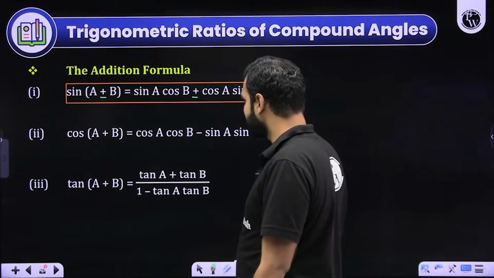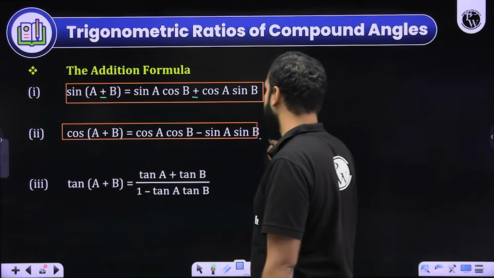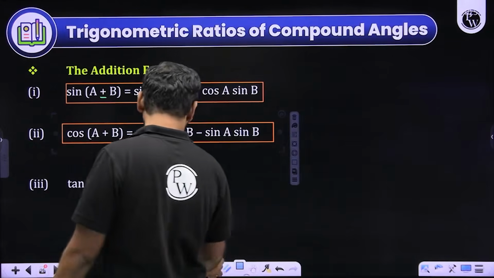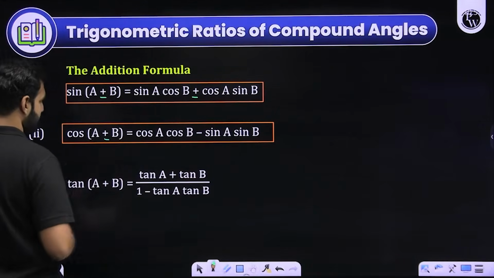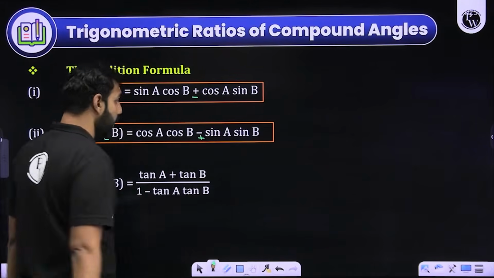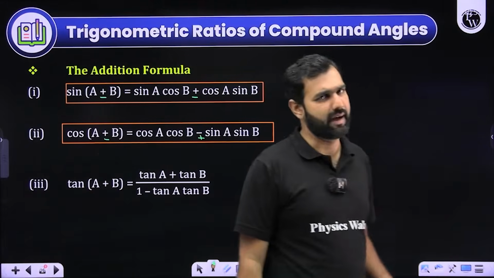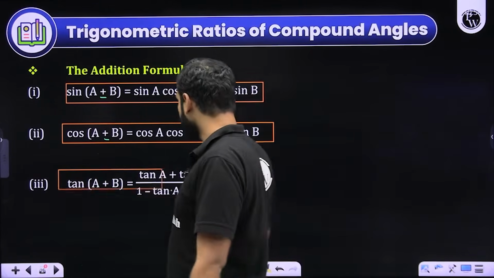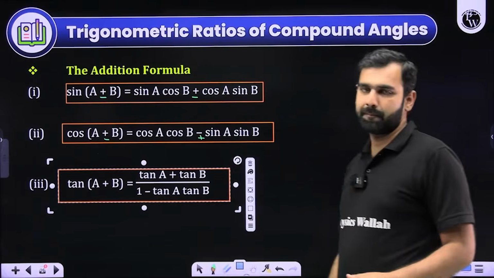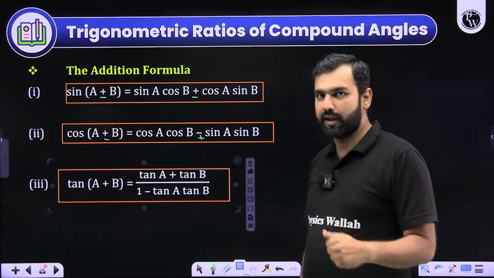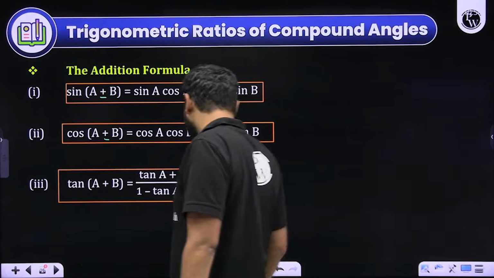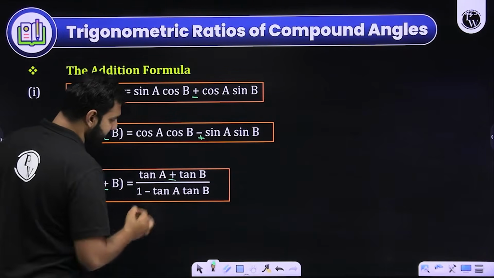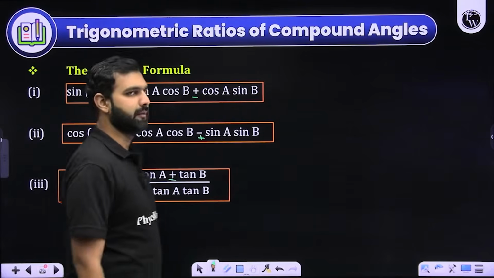Similarly, there is the next identity, which is cos(A+B). This formula says cos A cos B minus sin A sin B. So if I were to ask you cos(A-B), you would say cos A cos B plus sin A sin B. I hope that is understood by you all. Similarly, tan(A+B) will be tan A plus tan B upon 1 minus tan A tan B. And if I say tan(A-B), you would say tan A minus tan B upon 1 plus tan A tan B.